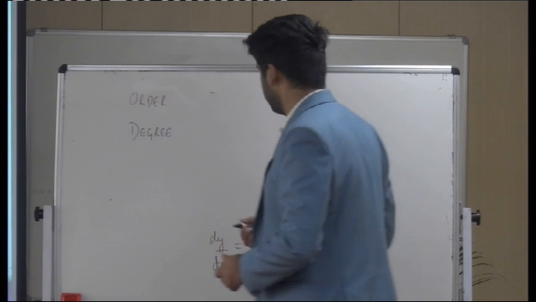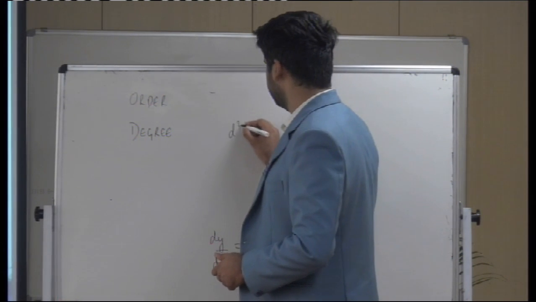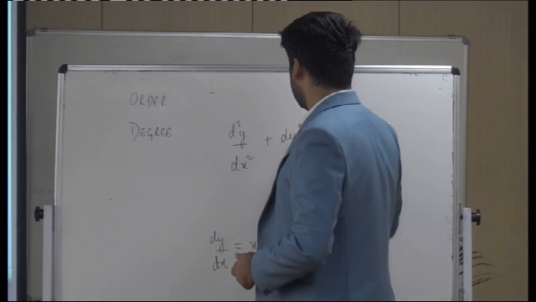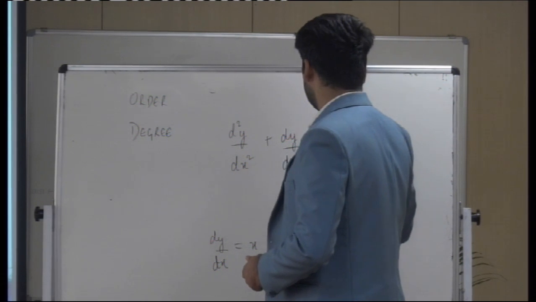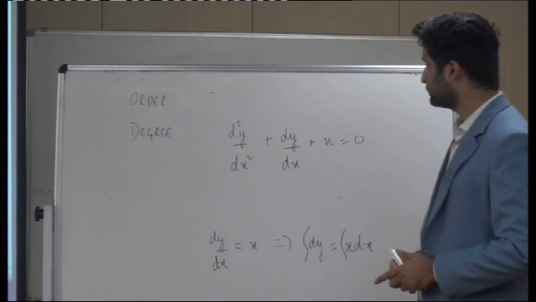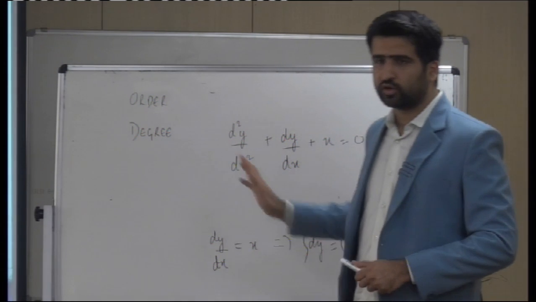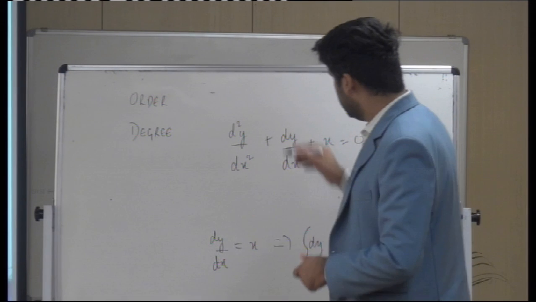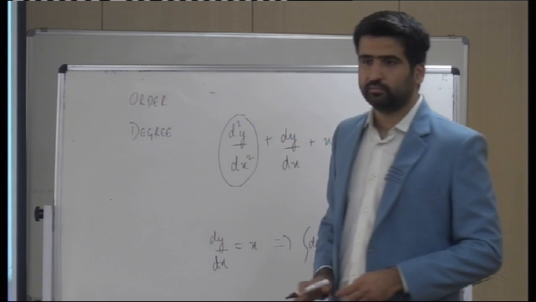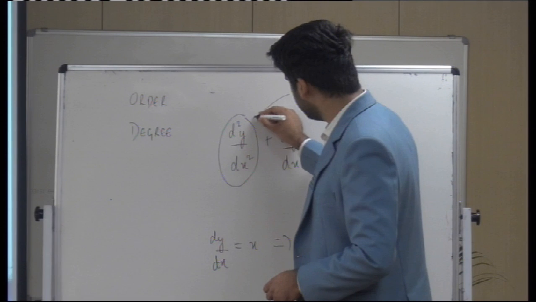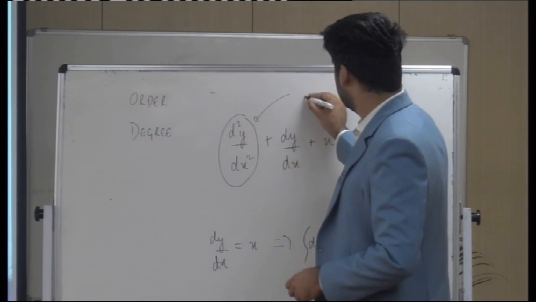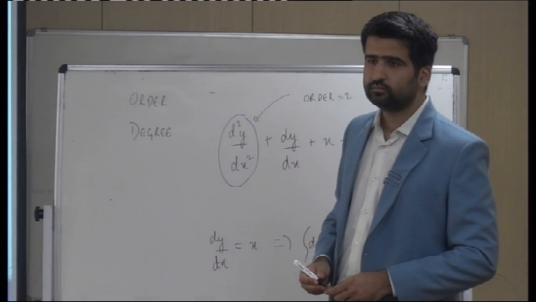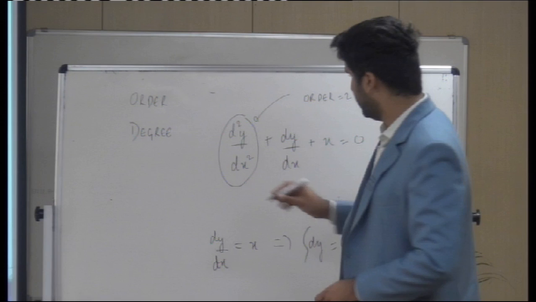Right? So if I write this equation like this, d2y upon dx square plus dy by dx plus x is equal to 0. If this is the equation, can you tell me what is the order of this equation? 2. Why? Because we are having a second order derivative over here, right? So the order of this equation will be 2. And can you tell me what is the degree of this equation? 1. Why? Yeah, highest power of the order is 1.